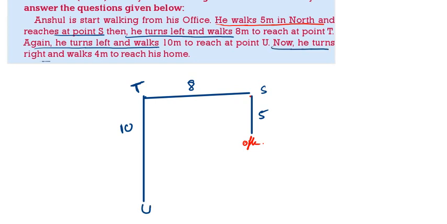Now he turns right. That means he is turning left, because he is south facing; right means you have to take left. Now he is turning left and walks 4 meters to reach his home. This is his home. Now this is the total puzzle we have. Taking this, we should answer the questions.